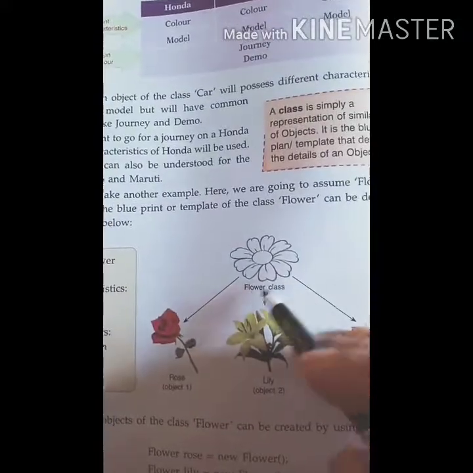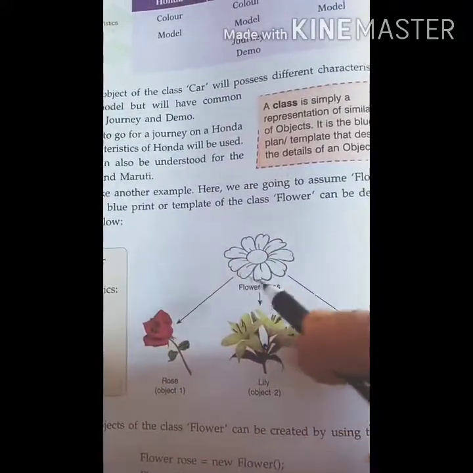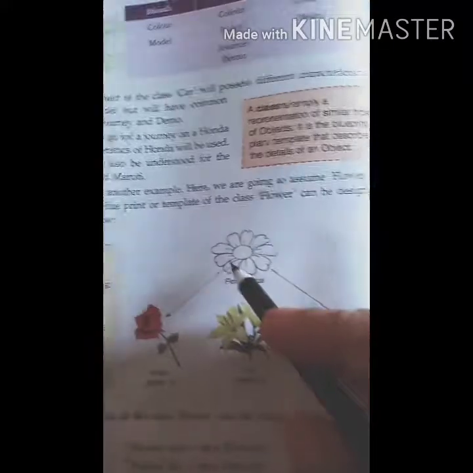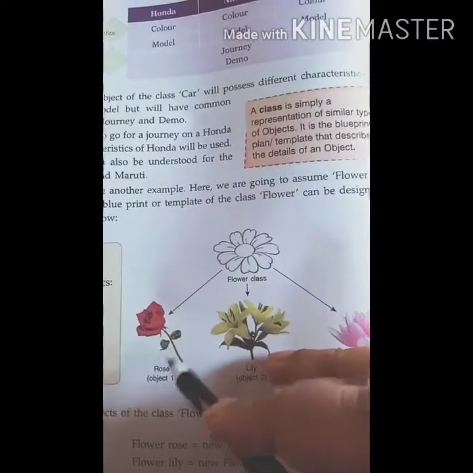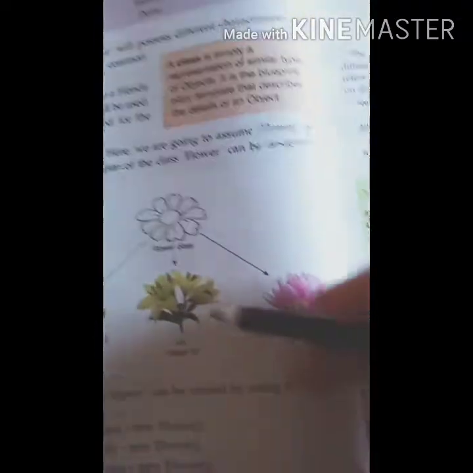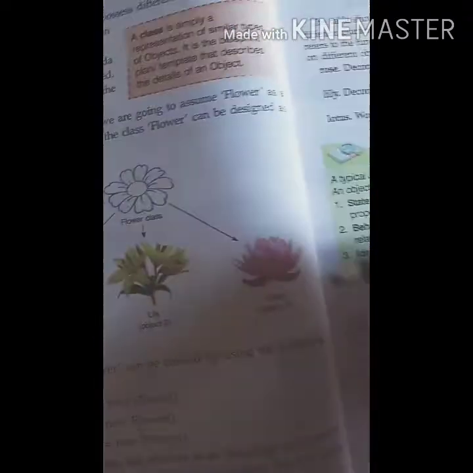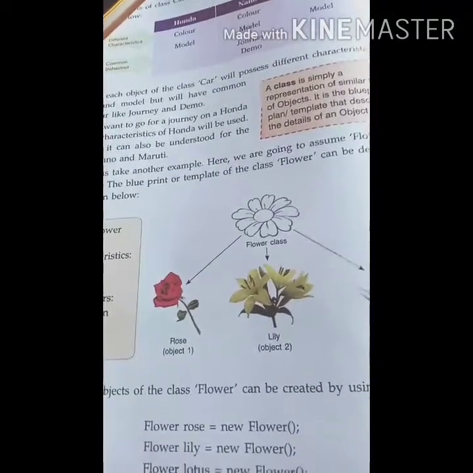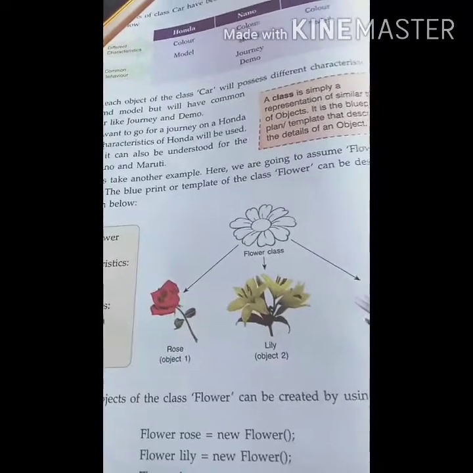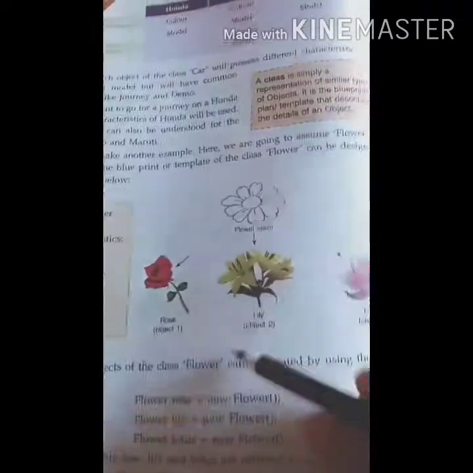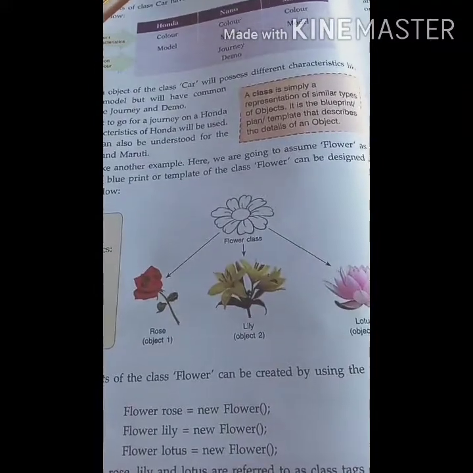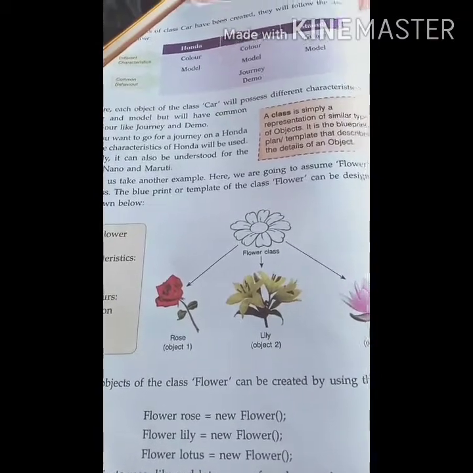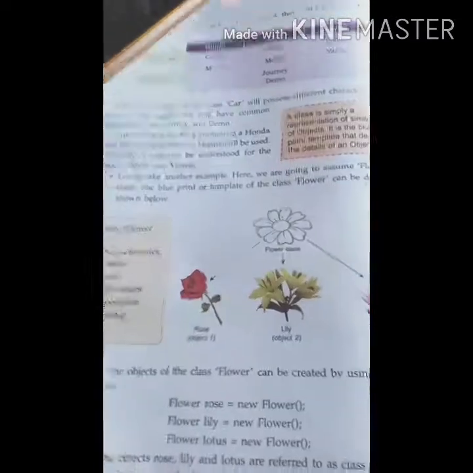Flower class. Suppose one class we are creating here, in which we have the first object, rose; object 1, a name is given to the rose, and second is lily, third is lotus. Many more objects we can add in the flower class. So we have taken here only one class, three objects. Then how to create objects? So here mostly you are learning how to create objects, how to write an object.